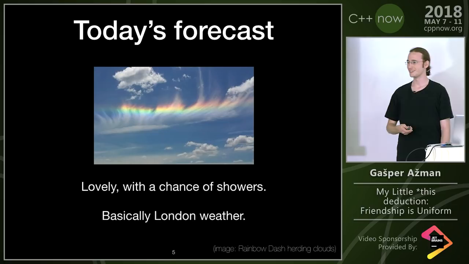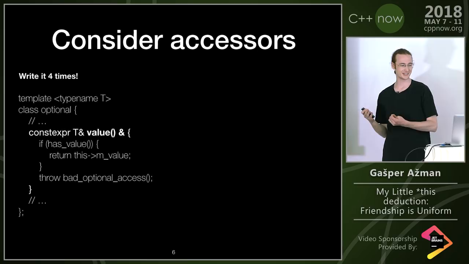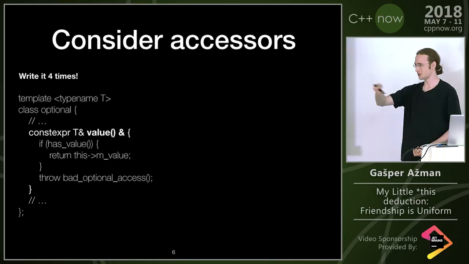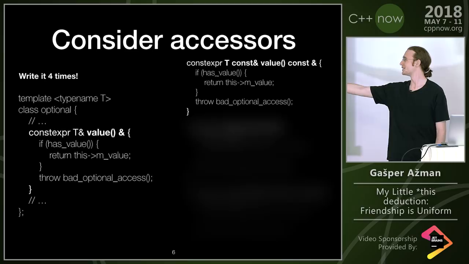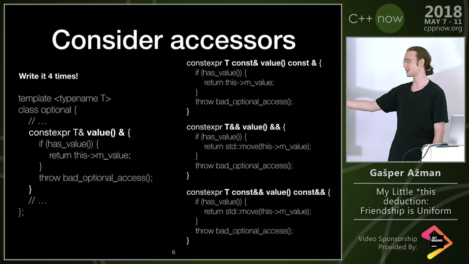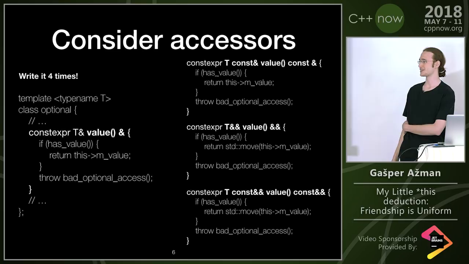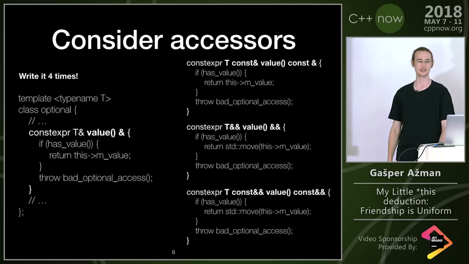Because if you consider accessors, you have to do what was already intuited. You have to have one that's ref qualified, and then you need another one that's const ref qualified, and another one that's ref ref qualified, and another one that's const ref ref qualified. And actually, I have a use case for a std optional that's ref, that's volatile qualified, because you can overlay it on a register that you maybe have.